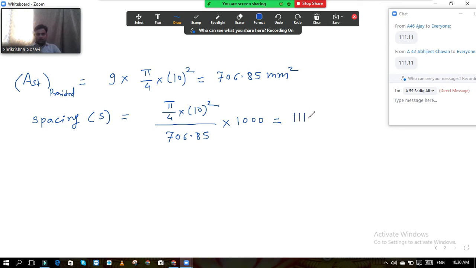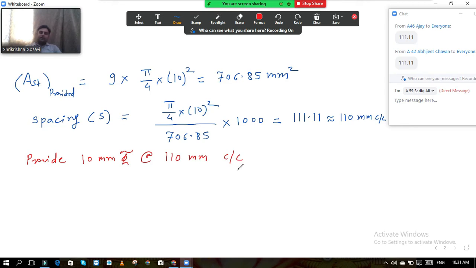It is 111.11, so we round it down to 110 mm center to center. This is our spacing. So here we can write: provide 10 mm bars at 110 mm center to center. This is your main steel.